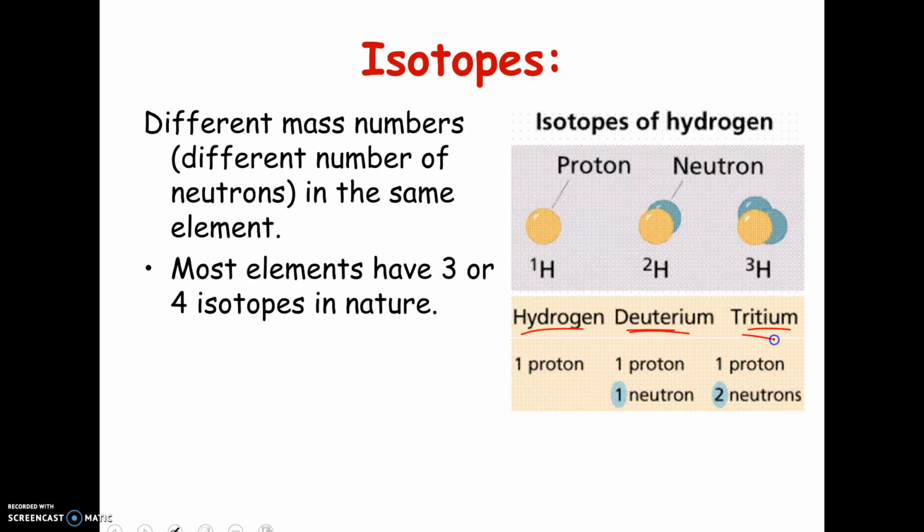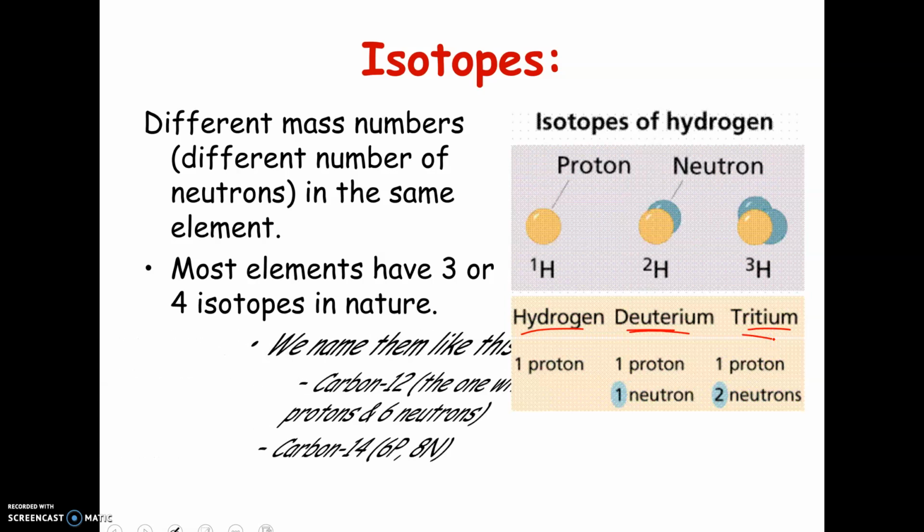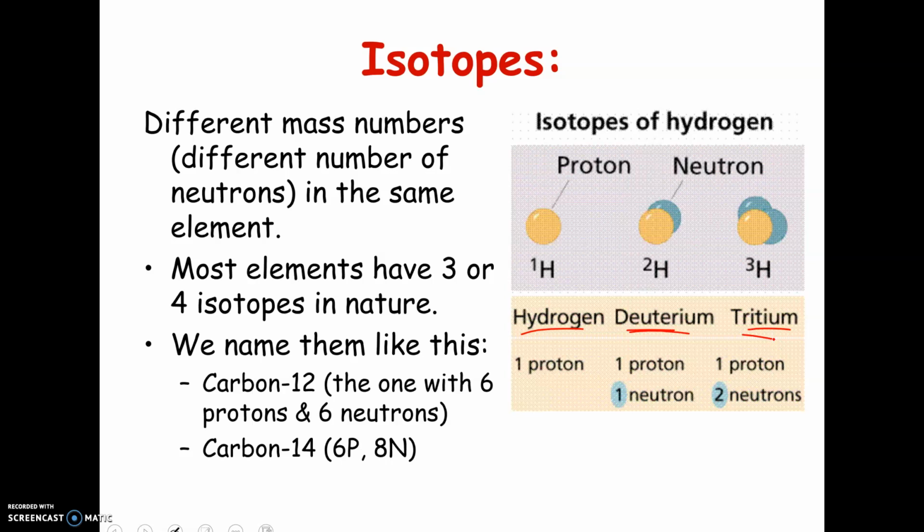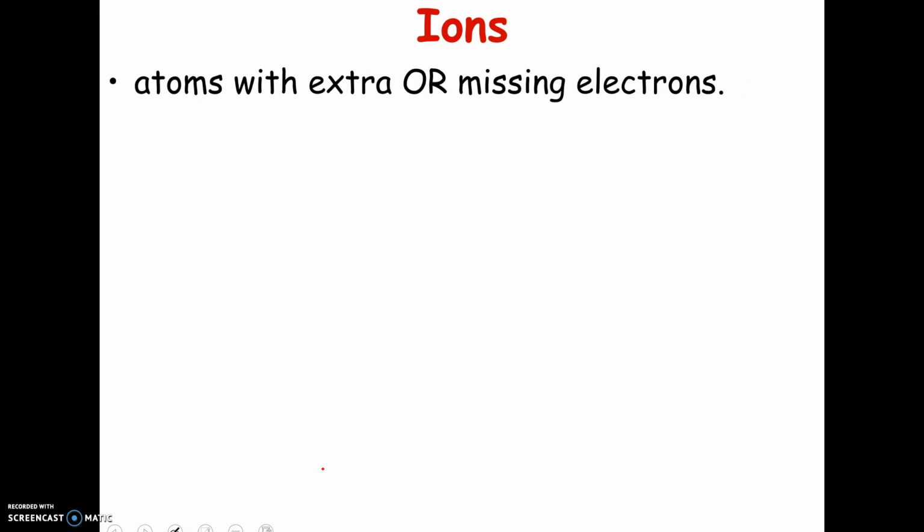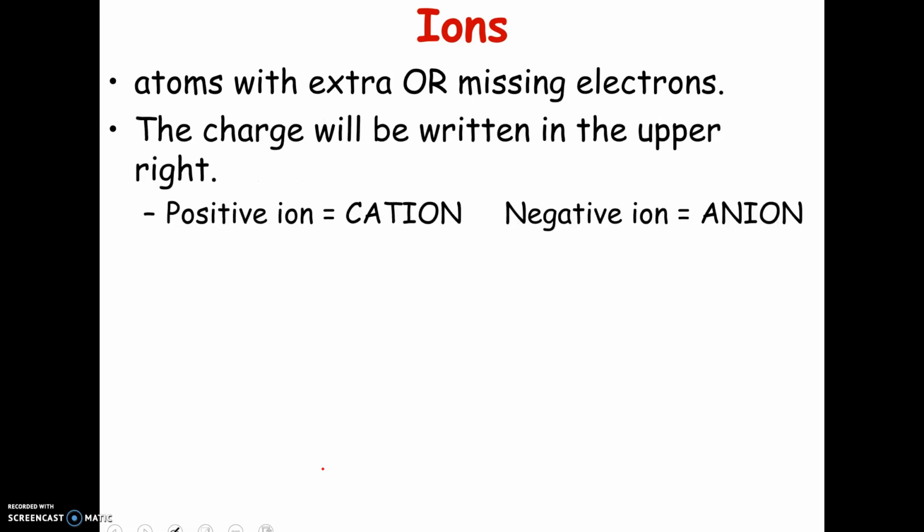But for hydrogen, there are special names for these. Anyway, those are what isotopes are. And again, this is the way we name them. Carbon 12, this is the mass number, is the one with 6 protons and 6 neutrons. Here's carbon 14, 6 protons, 8 neutrons. Now, ions, unlike isotopes, ions are atoms with a charge, and that happens only because they have extra or missing electrons specifically. So this changes how we write the notation.